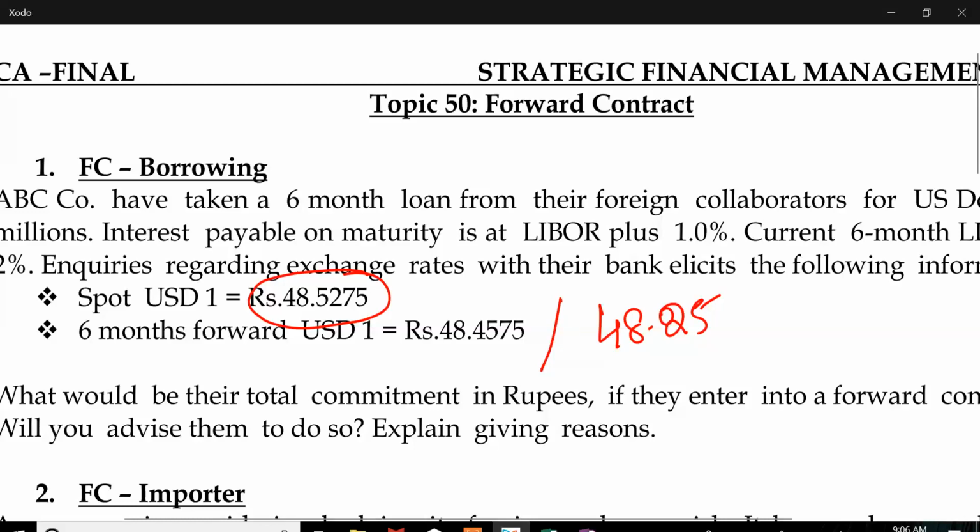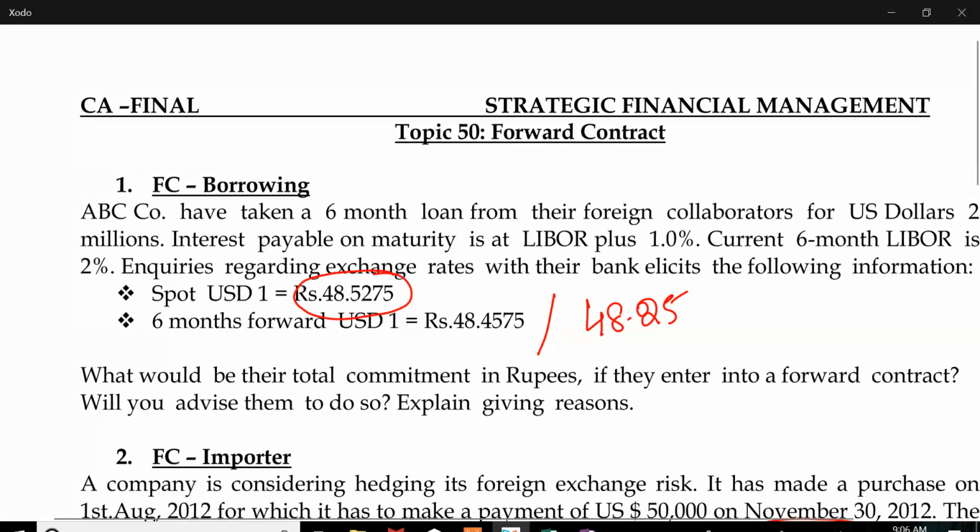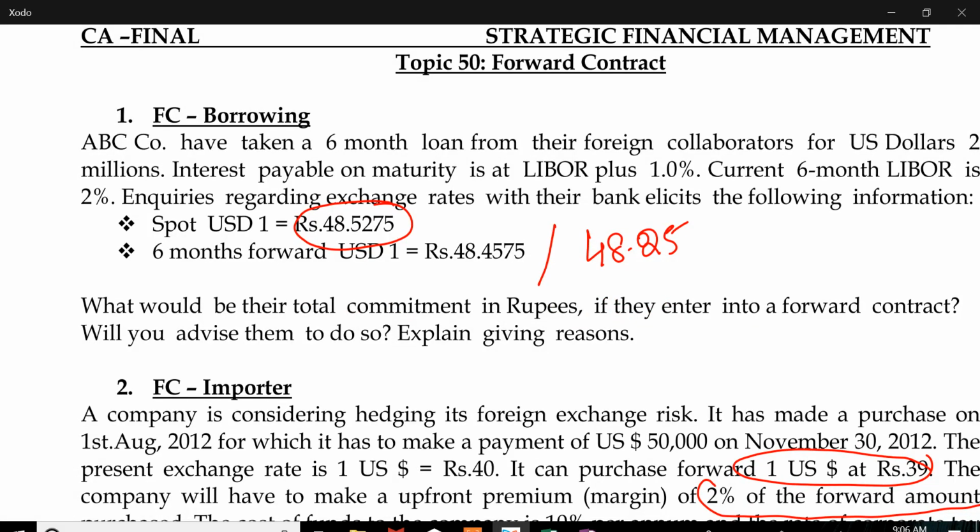Question number 1. Point number 1. Forward contract is one of the tools to protect a company from the currency risk.